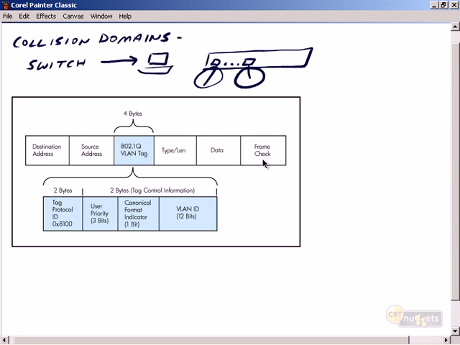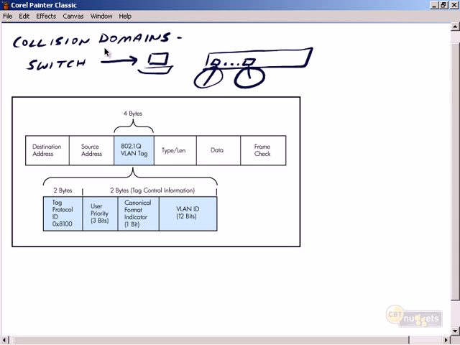So in addition to the destination MAC address and the source MAC address, remember there's a type field and a checksum or a frame check field. We'll learn more about this .1Q tag when we get to JNCIS.